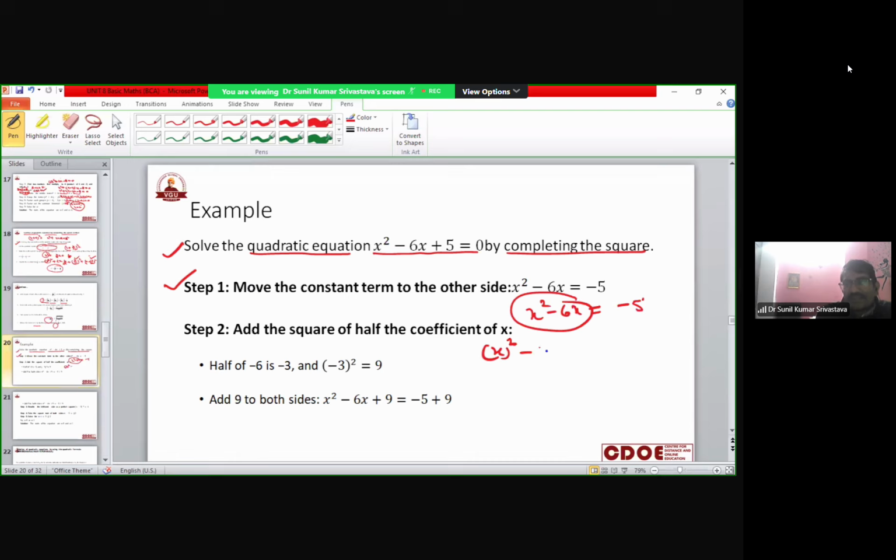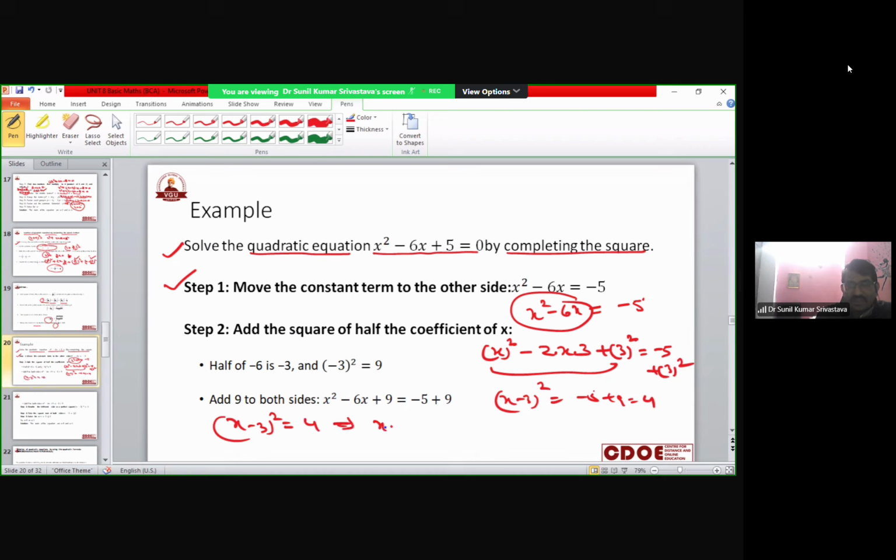On the left hand side we have the expression x square minus 6x. The 6x can be written as minus 2ab, that type. So a square, then minus 2ab, so b should be 3, whole square. So on the right we have minus 5, and plus also we have to write 3 whole square. The left hand side becomes (x minus 3) whole square, and the right hand side minus 5 plus 9 is equal to 4. So what happened? (x minus 3) whole square is equal to 4.